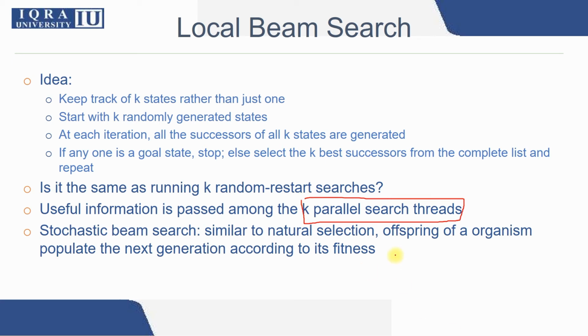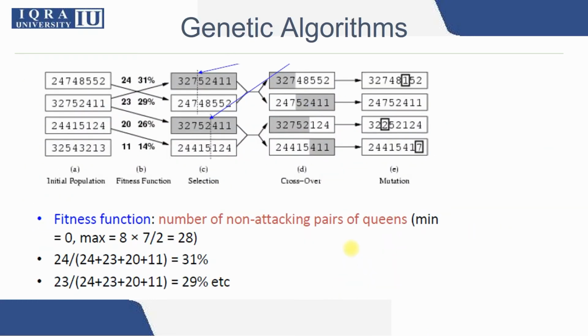Okay. So again, you can look up local beam search as a potential replacement for hill climbing as well. Yeah. Now let me very quickly talk about genetic algorithms as well.